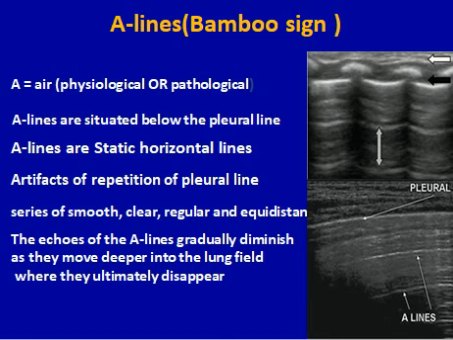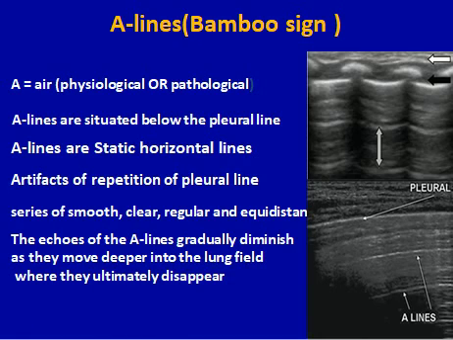What is the A line? It is the bamboo sign. It is completely air, either physiological or pathological. Pathological means pneumothorax. A lines are situated below the pleural line. This is the A line, this is the pleural line. It is horizontal, static, not dynamic. It is the repetition of the pleural line. It is smooth, regular, and equidistant from each other. When you go deeper, it will disappear.